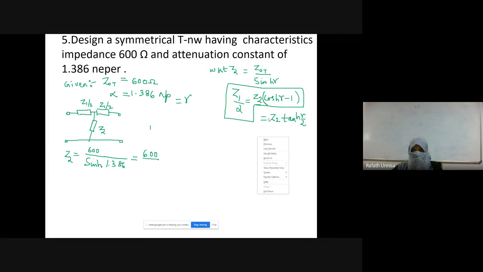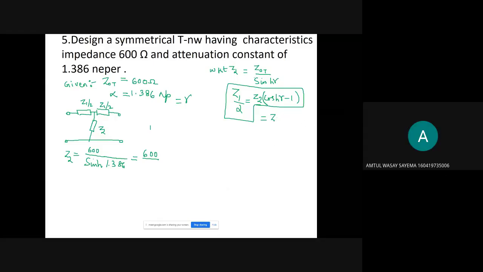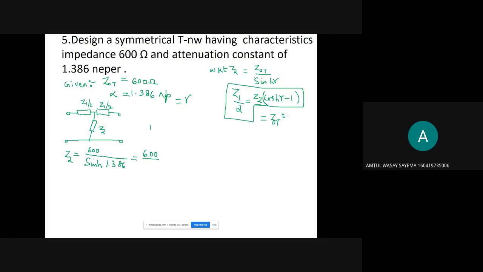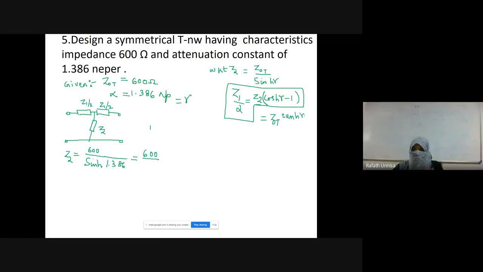Simplified formula, how we have got it by substituting the value of Z2. Z2 is ZOT by sinh gamma. Yes. Give me the simplified answer. For your sake, I will write. Tell me. ZOT by sinh gamma times 2 sinh square gamma by 2. ZOT tanh gamma by 2, you are getting. Yes. So there should not be any confusion. Okay, ZOT tanh gamma by 2.